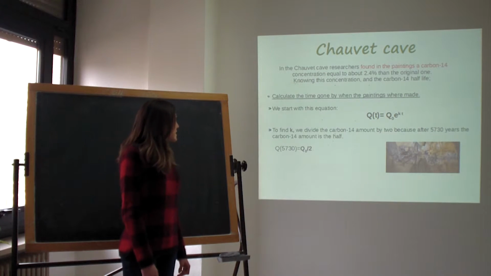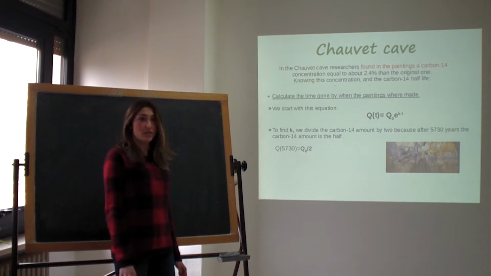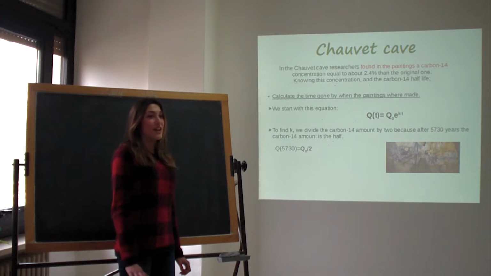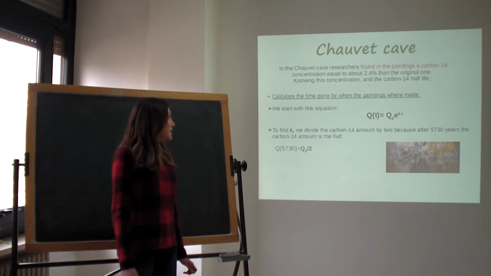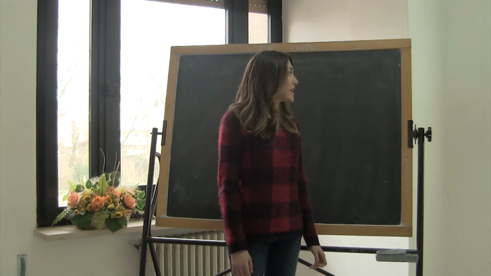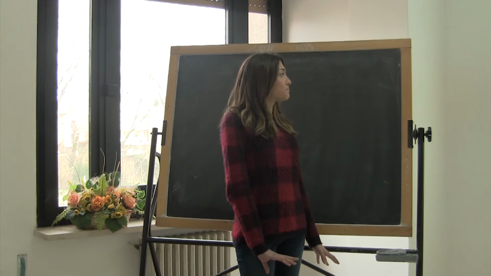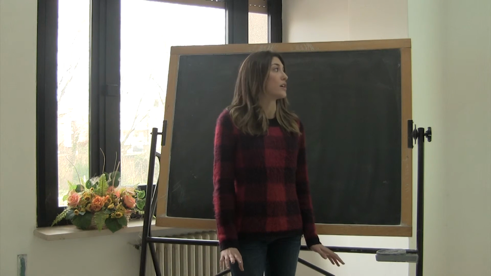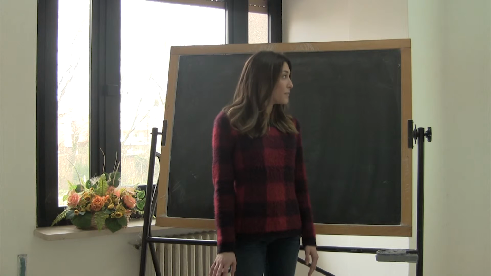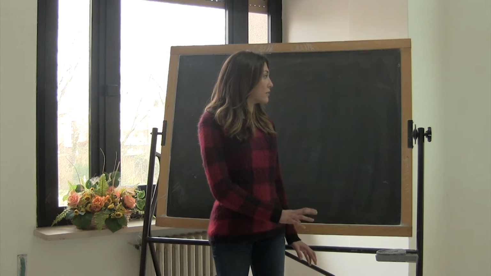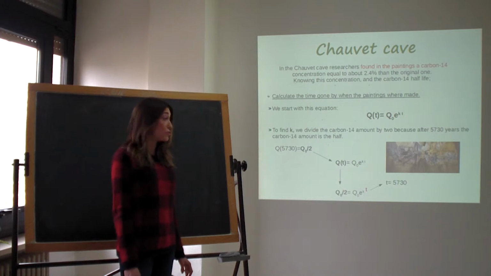So, to find the k, we divide the carbon-14 amount by 2, because after 5,730 years, the carbon-14 amount is half. So, Q of 5,730 is equal to Q0 divided by 2, and knowing that Qt is equal to Q0 times e to kt, for the transitive property, we can rewrite this formula like Q0 divided by 2 equal to Q0 times e to kt.